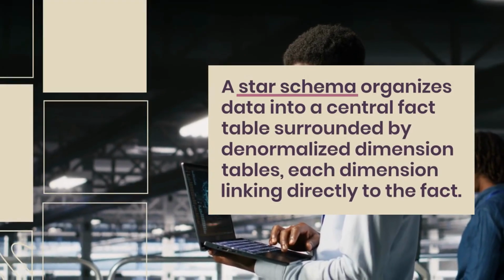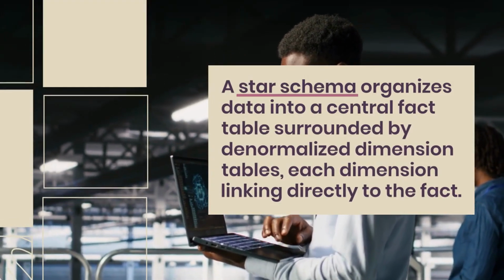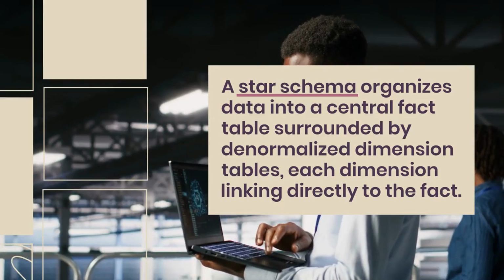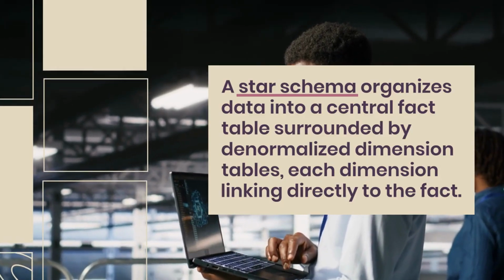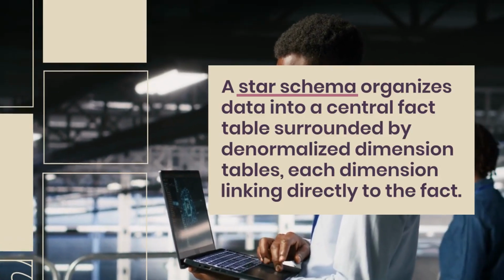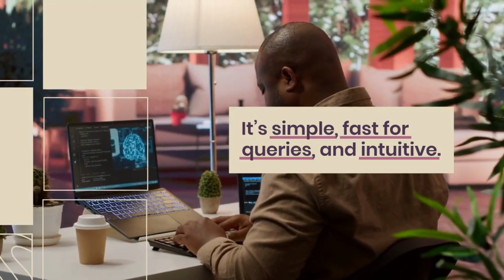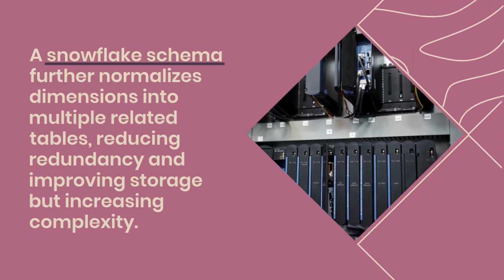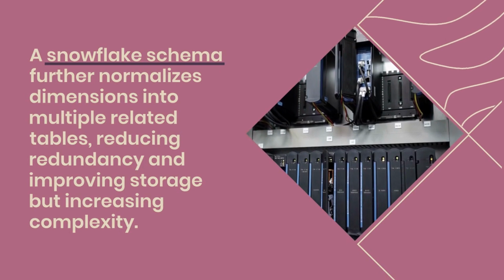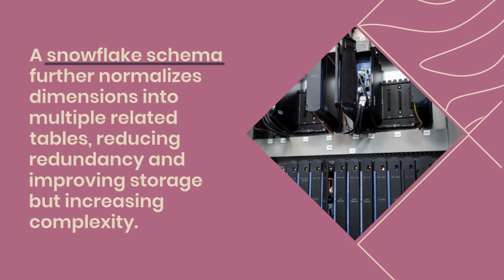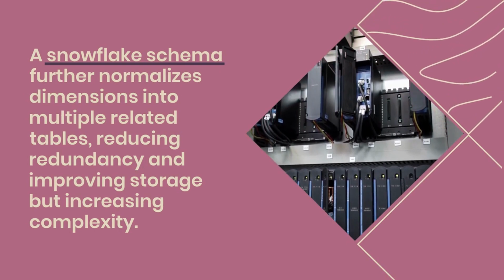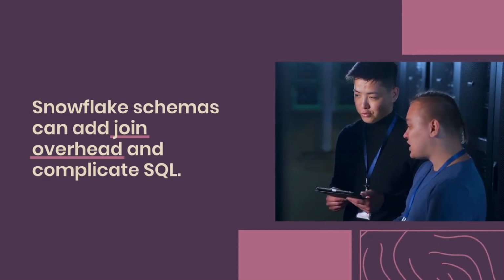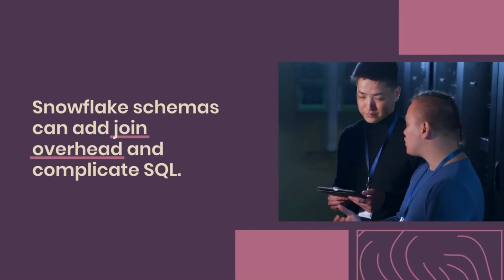A star schema organizes data into a central fact table surrounded by denormalized dimension tables, each dimension linking directly to the fact. It's simple, fast for queries, and intuitive. A snowflake schema further normalizes dimensions into multiple related tables, reducing redundancy and improving storage but increasing complexity. Snowflake schemas can add join overhead and complicate SQL.